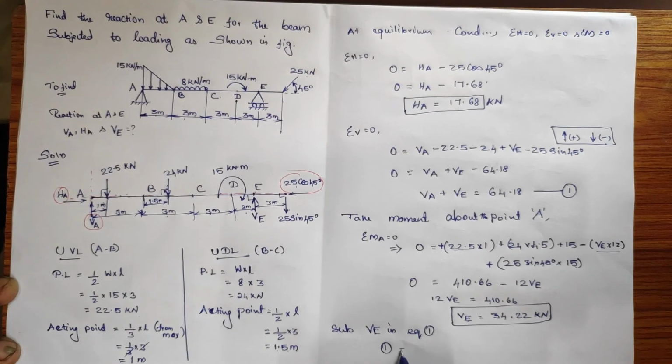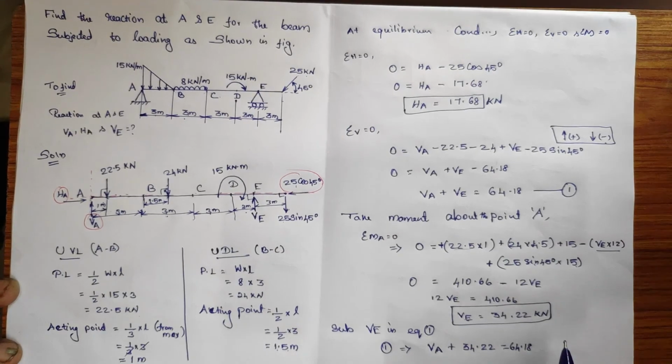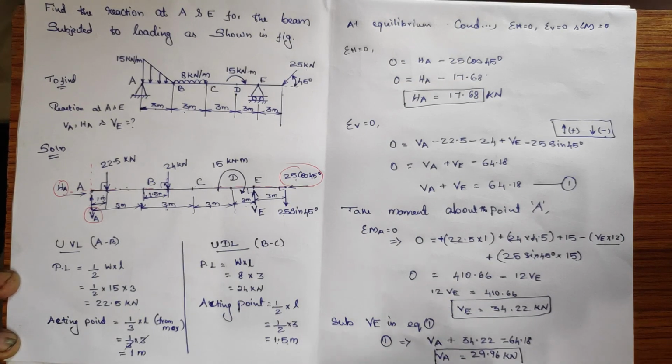So equation number 1 becomes VA plus 34.22 is equal to 64.18. Okay, so that VA shall be identified as 29.96 kilonewton. So VA is equal to 64.18 minus 34.22. When you are putting it, you will get this answer.